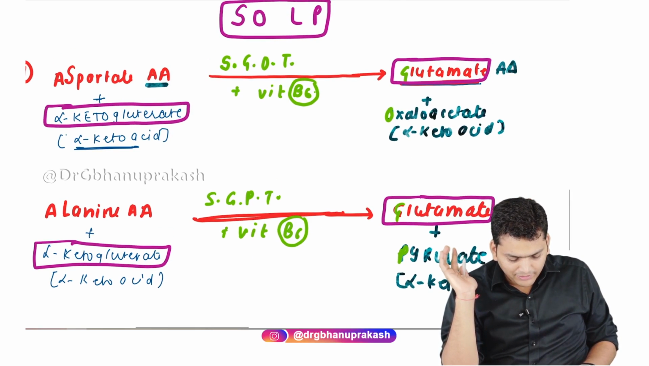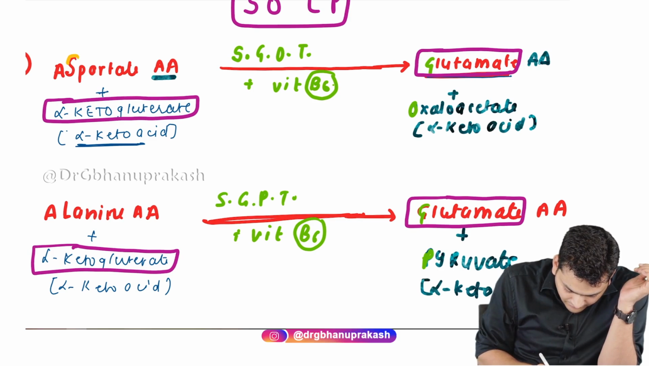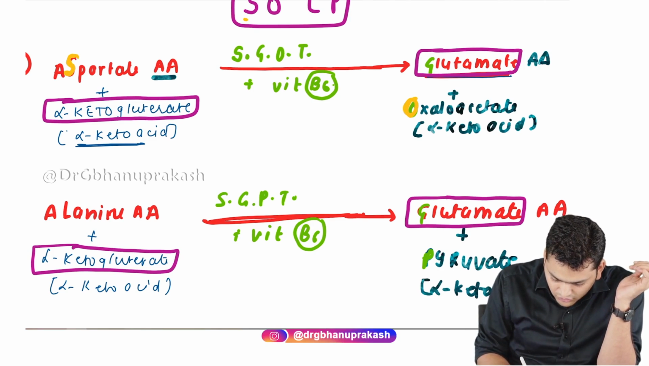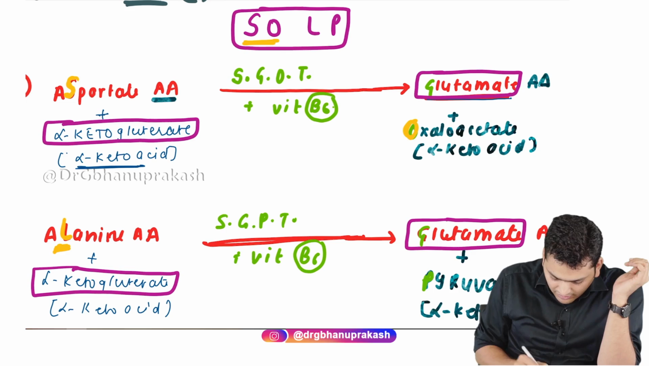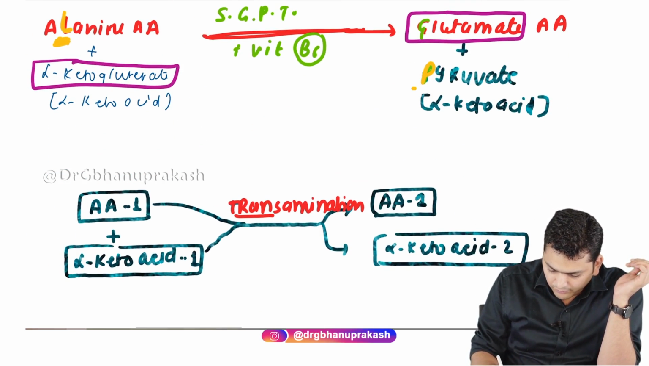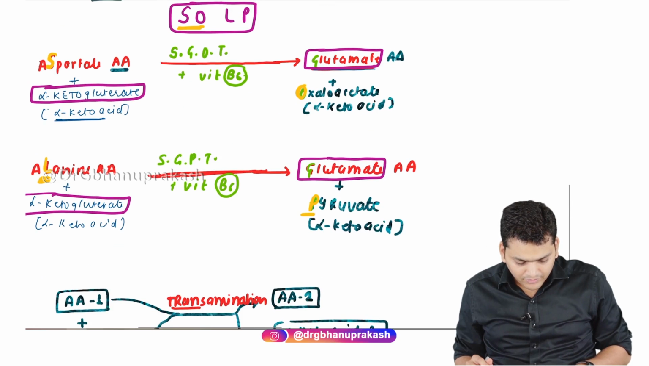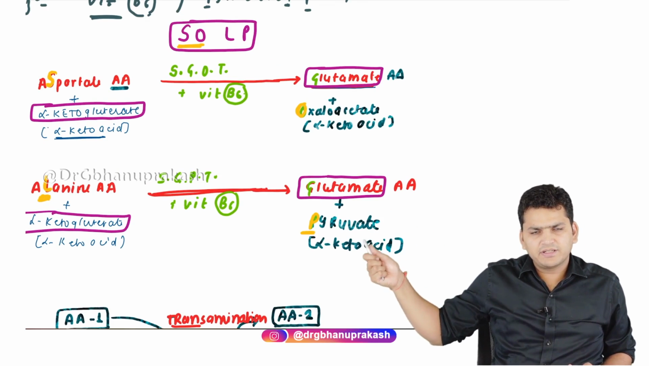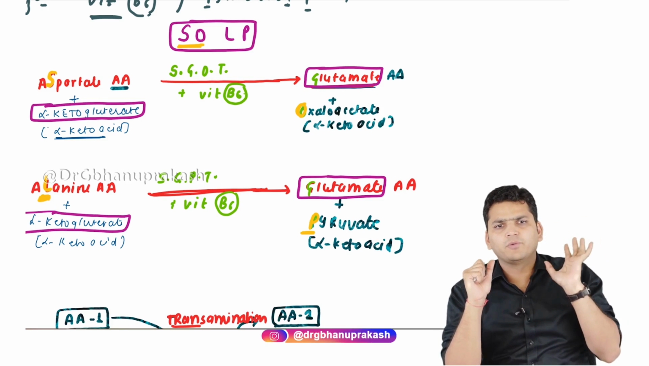So how to remember the remaining things? So when it is aspartate, S, the byproduct is going to be O. So it is SO, aspartate oxaloacetate. When it is alanine, that is L, the byproduct is going to be P, that is pyruvate. So the mnemonic comes out to be SOLP. So S stands for aspartate, O stands for oxaloacetate, L stands for alanine, P stands for pyruvate. So when it's aspartate, oxaloacetate, alanine, pyruvate, right?